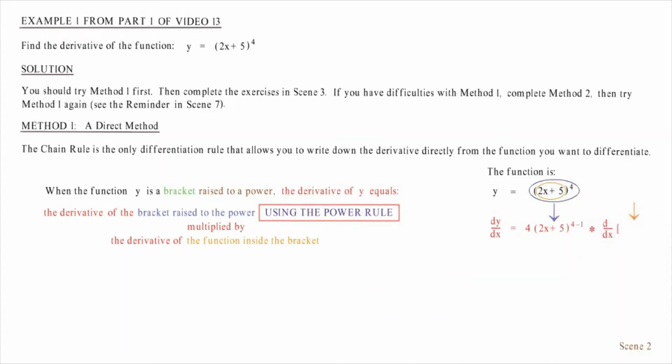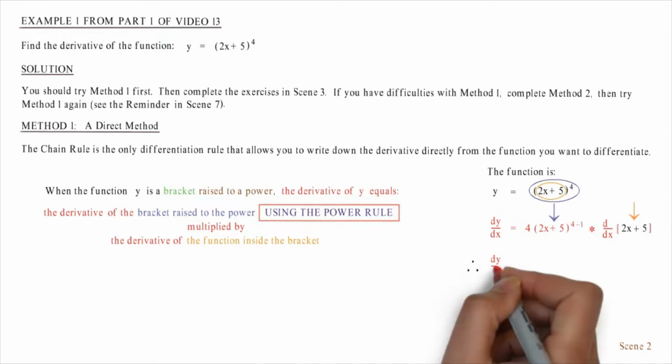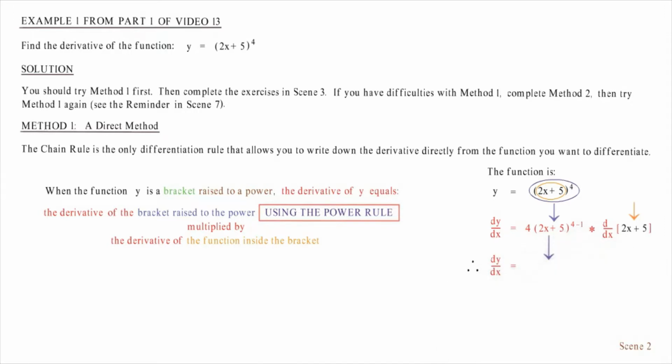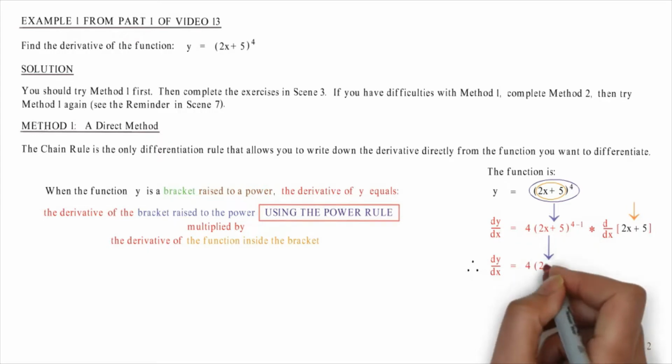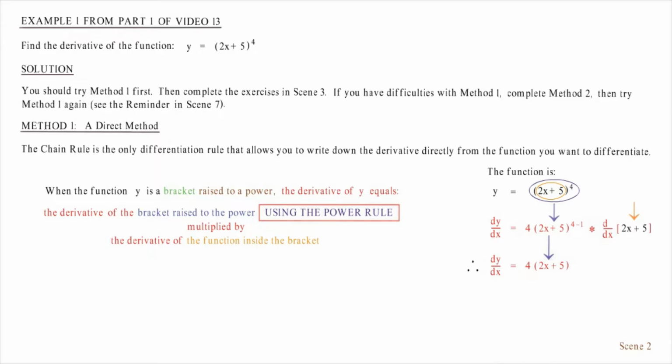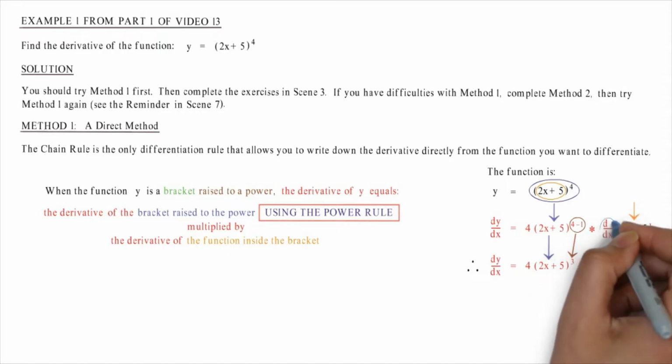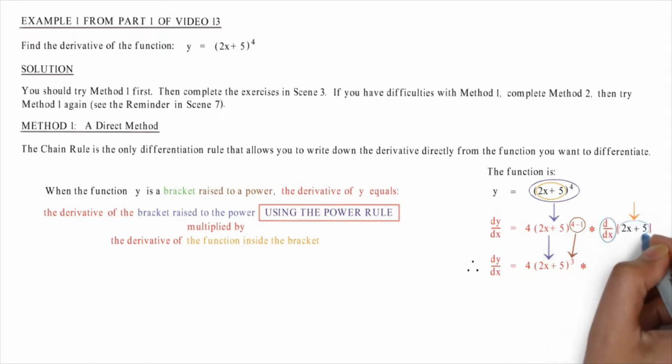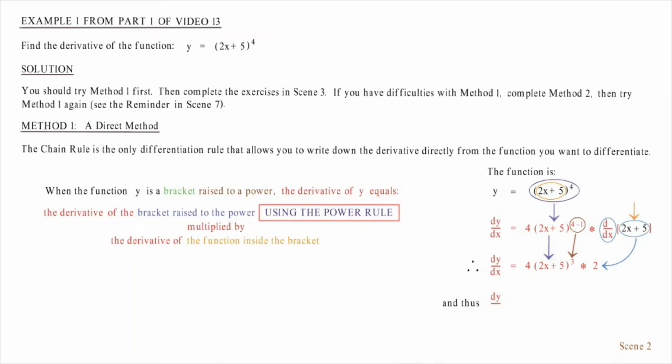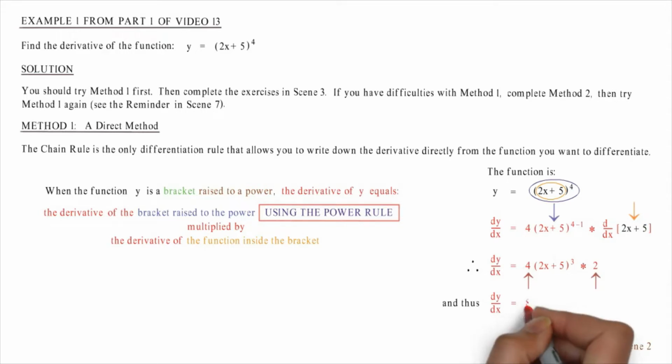So substitute 2x plus 5. Therefore, dy by dx equals, bring down 4 into (2x plus 5) to the 4 minus 1, which is 3, times d dx of 2x plus 5, which is 2, and thus dy by dx equals 4 times 2 is 8, times, bring down, (2x plus 5) cubed.